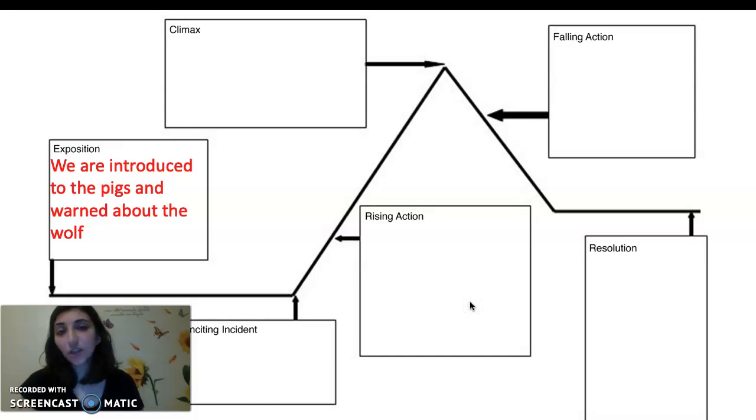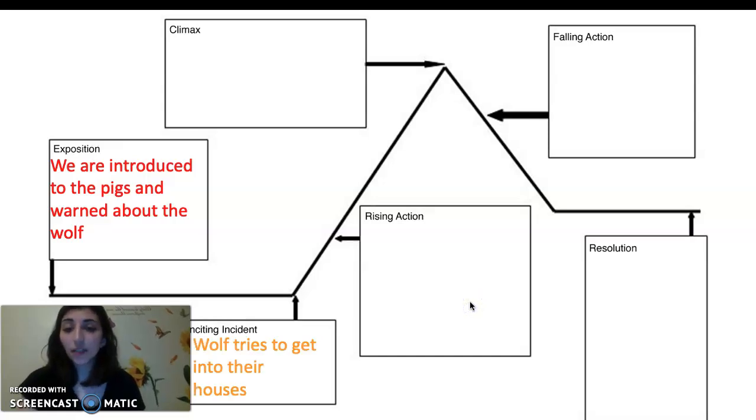So the exposition of The Three Little Pigs is when we are introduced to the pigs and warned about the wolf. We know who our protagonists are, and we know that they're going to face some altercation, and we know that the wolf is going to become an antagonist in the story.